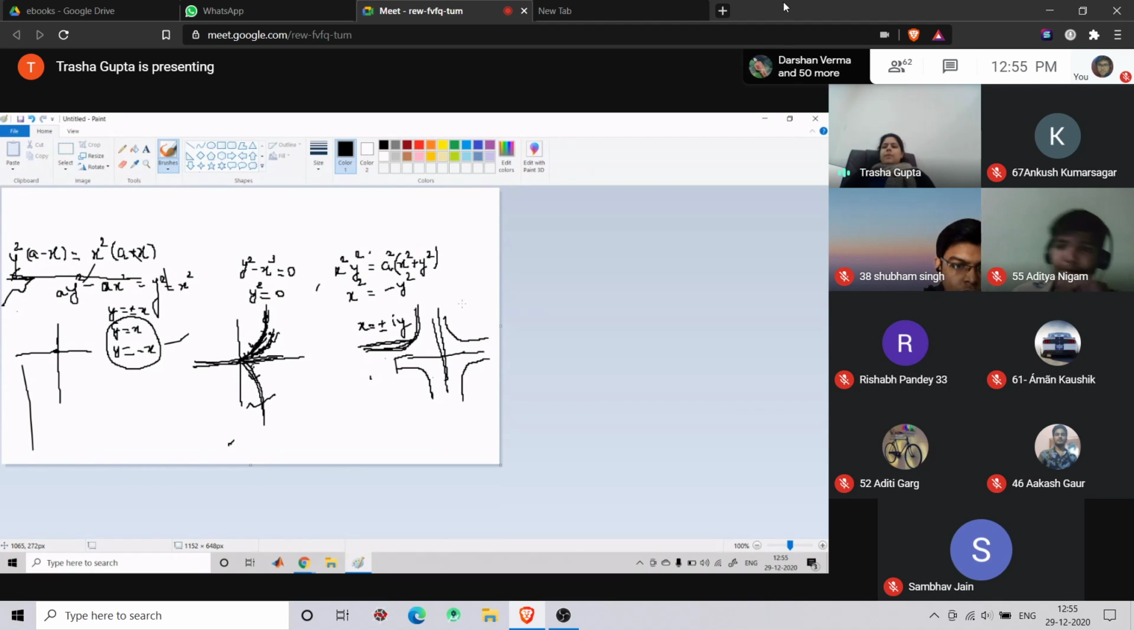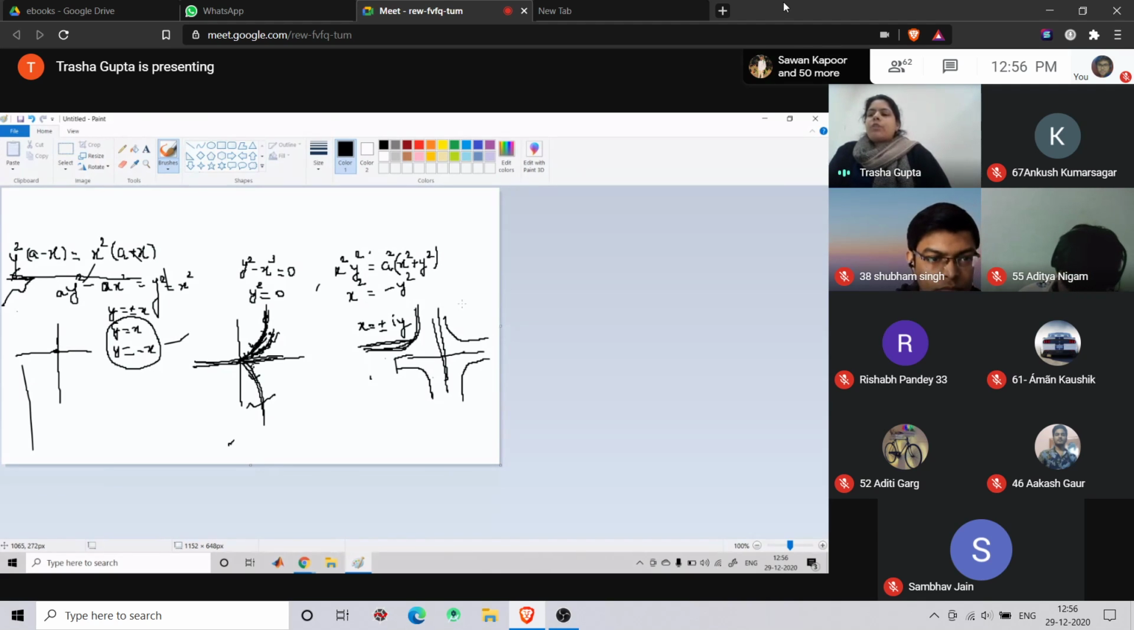Right. So if we want to check whether the curve intersects the x-axis, we will put y equal to 0 and then find the value of x where it intersects. If we want to check the y-axis, we will put x equal to 0 and find the value of y for which the curve is intersecting the y-axis.